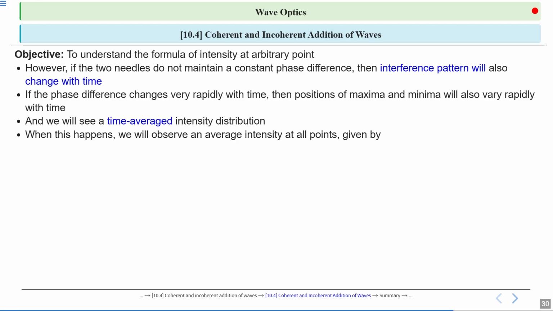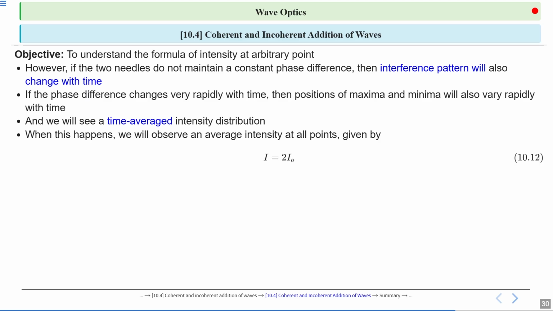At constructive interference, intensity is 4I naught, and at destructive interference, intensity is 0, when the amplitudes of the individual waves are the same. But in the case of incoherent sources, when the phase difference between the waves originating from those sources is changing with time, then we see a time average intensity distribution. So we will observe an average intensity at all the points.